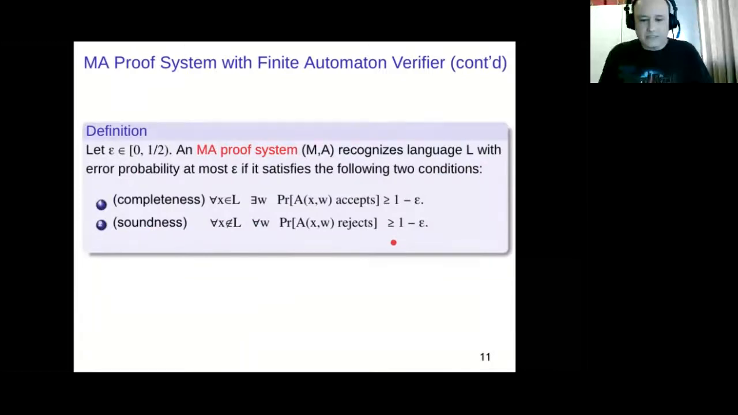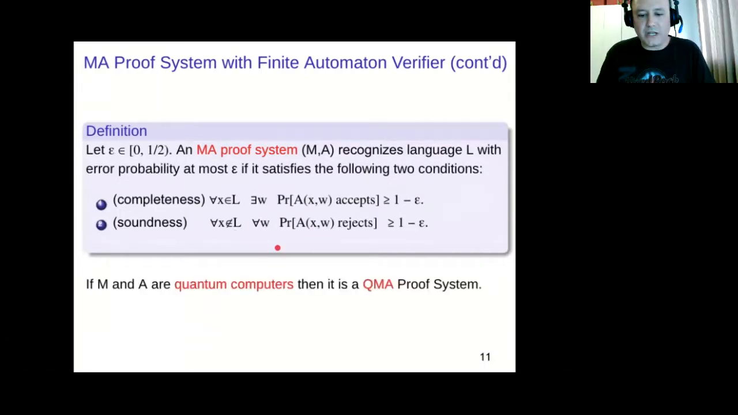So it's very simple. And this is the classical definition from complexity theory, where a language is recognized if these two conditions are fulfilled, right? If the input is in the language, then there is a message that Merlin can send to Arthur, and Arthur would accept the input with high probability. But if the input is not in the language, there is no way that Merlin can convince Arthur to accept the input. So Arthur will always reject the input with high probability. Normally when Arthur and Merlin are classical, we call this an MA proof system, but if both are quantum computers, then we call this a QMA proof system or just QMA protocol.